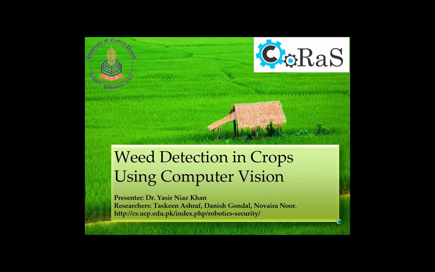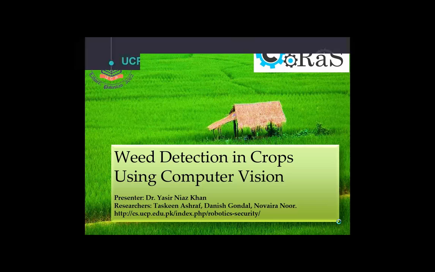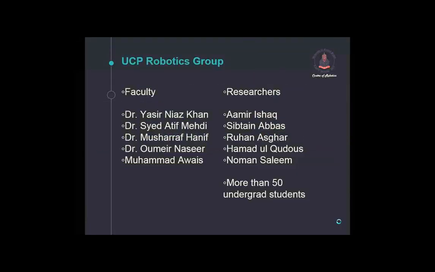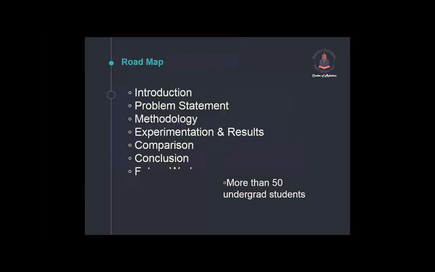So we have this research group where we have some PhD students, some master students, some research assistants, and a lot of bachelor students who are working on problems related to agricultural robotics and other fields. So I'll move to the next slide. This is a group which has 5 faculty members, 5 researchers, and more than 50 undergrad students who are working on different projects of robotics, agriculture being one of them, and this is the main area of our focus.